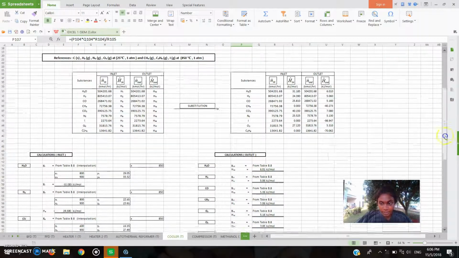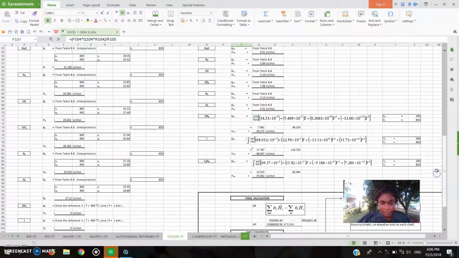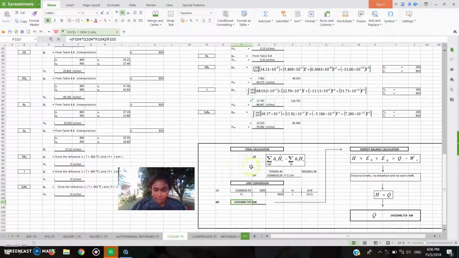Since most of it is gas, we can take the data from table B8, and for a few, which are methane, inert and ethane, we take it from table B2. As for the final calculation, NH out minus NH in, and after unit conversion we obtain around 14 million kilowatt. For the energy balance calculation, since there's no kinetic, elevation and shaft work, delta H equals Q, where Q equals negative 14 million kilowatt.